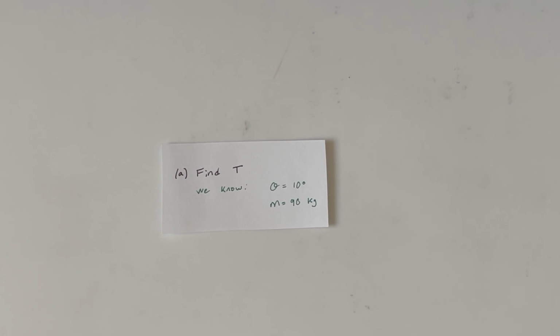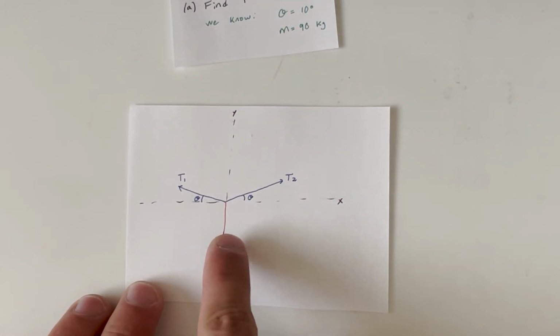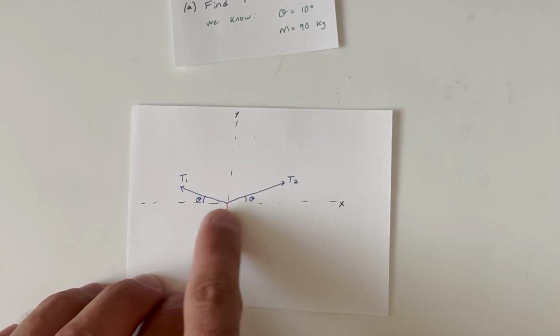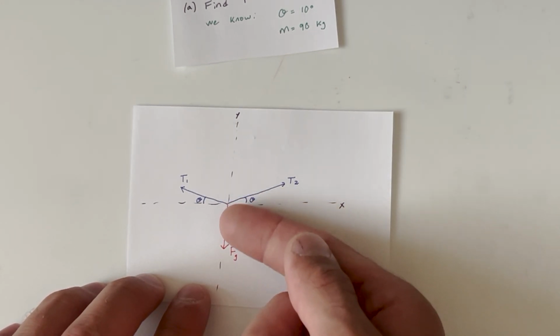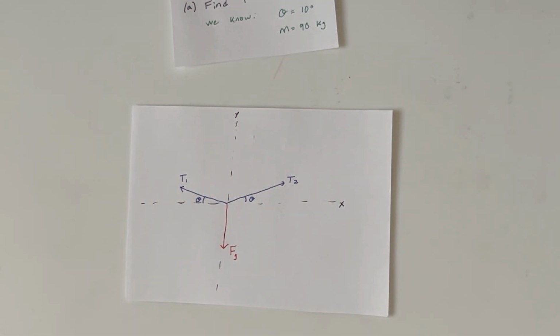So I went ahead and drew a force body diagram. Here it is. Of course, this is at the center of the rope where our archaeologist is. Force of gravity is pulling down. That makes sense because force of gravity always pulls towards the center of the earth.